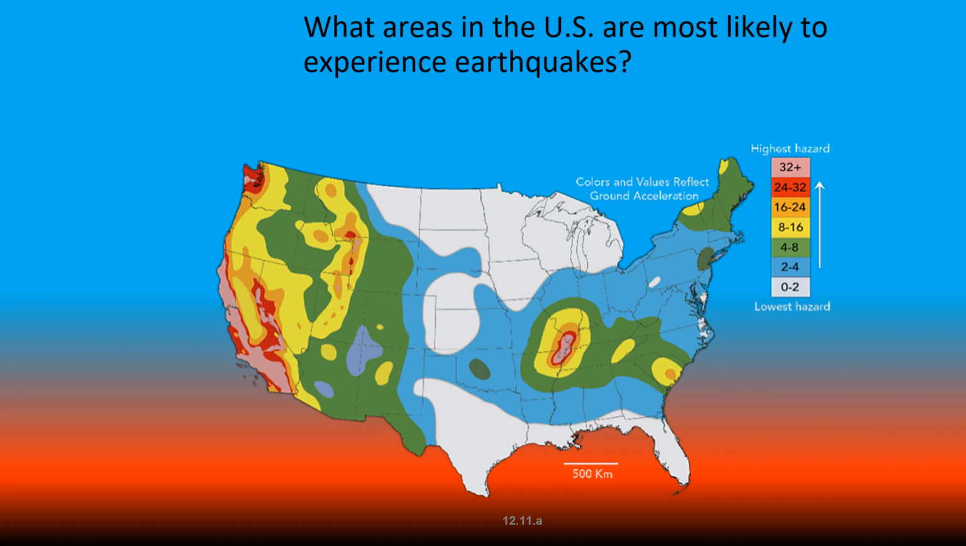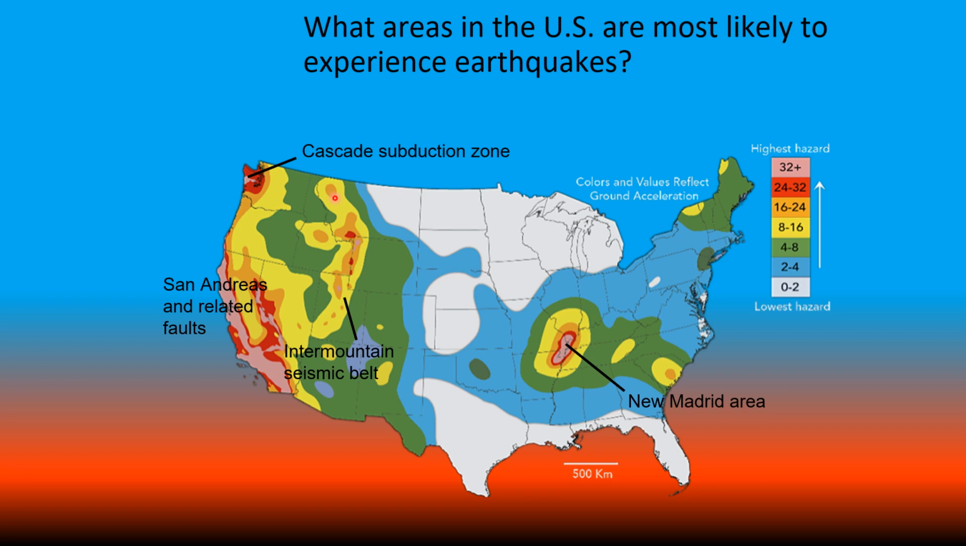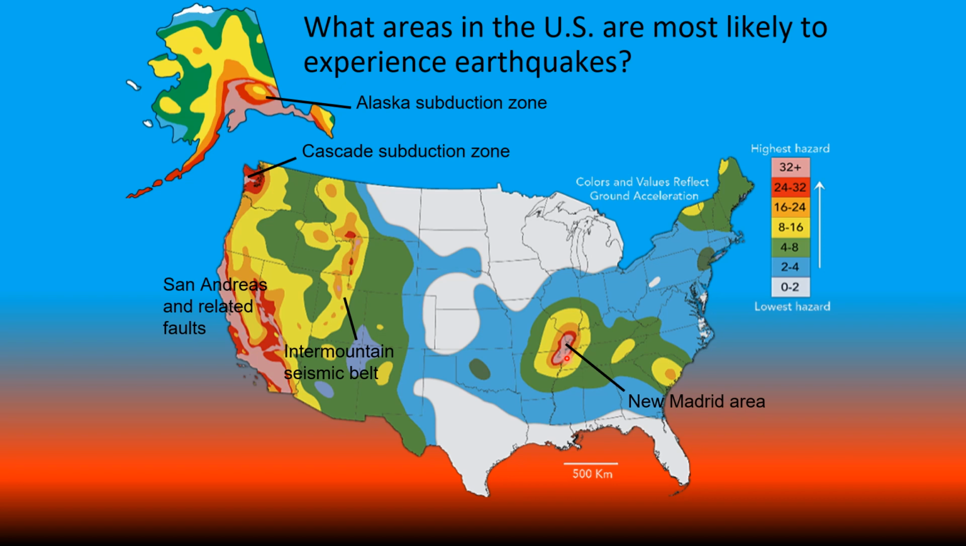Again, here's a picture of where you're most likely to experience earthquakes. Here's the New Madrid seismic zone. And then you've got this area out here. Notice the highest is 32 plus, and that's all along Southern California here, along the San Andreas Fault. And then there's some pink here in Missouri.